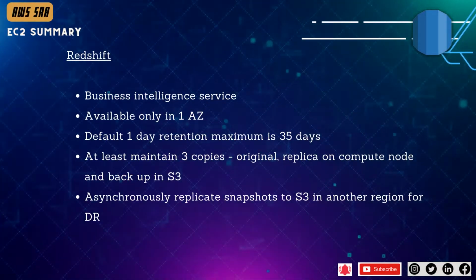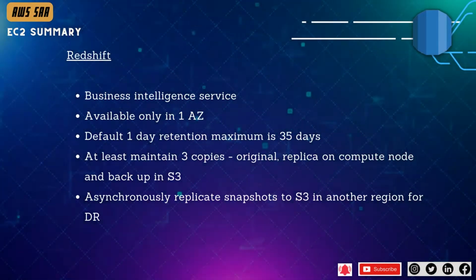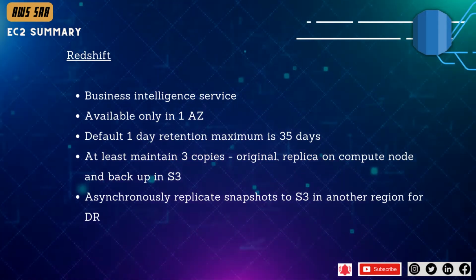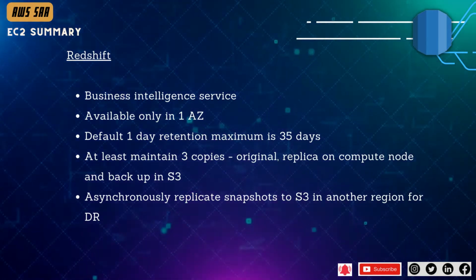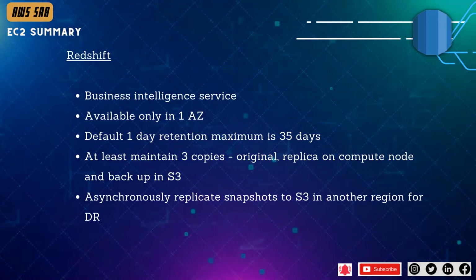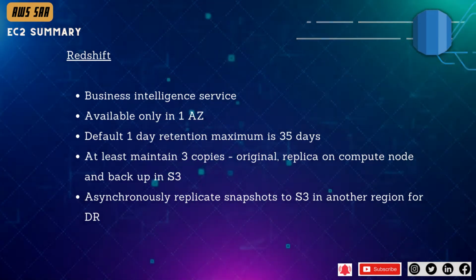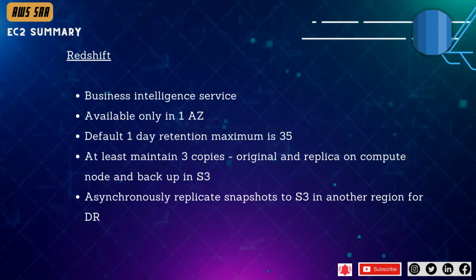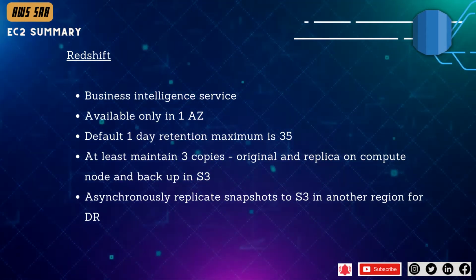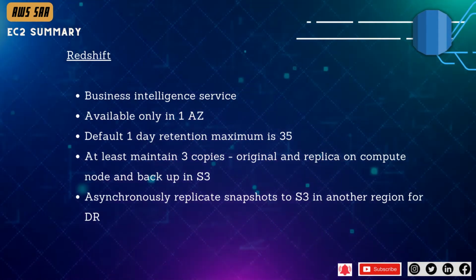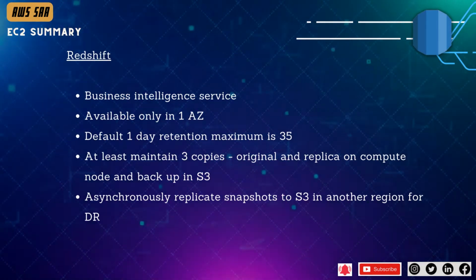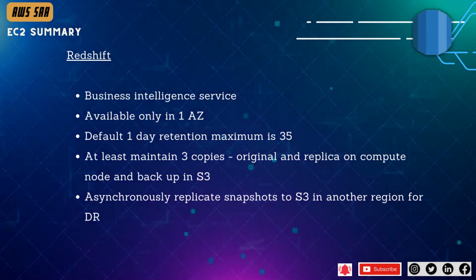Okay, let's talk about Redshift. It is a business intelligence service available in AWS, and it is available in only one availability zone, with a default 1-day retention, and it could be maximum up to 35 days. At least maintain 3 copies: the original, the replica on the compute node, and then the backup in S3.